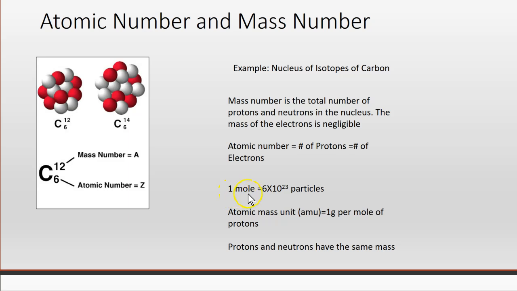In chemistry, 1 mole of particles is roughly equal to 6 times 10 to the 23 particles. The atomic mass unit is such that 1 gram of either protons or neutrons is equal to the mass of 1 mole of those particles.